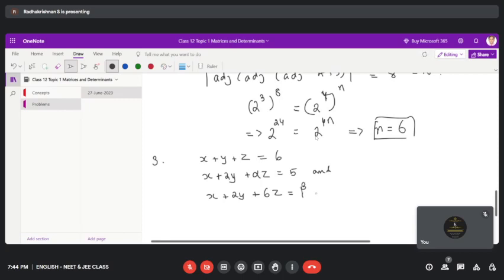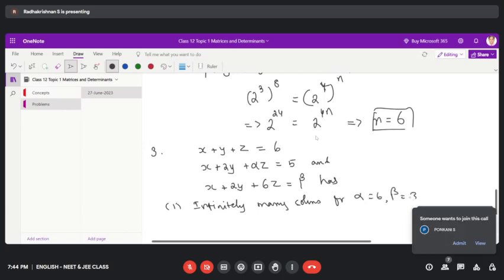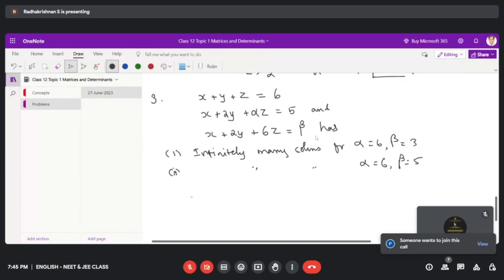So the options are, they are given various options. Infinitely many solutions for alpha equal to 6 and beta equal to 3. Second option, infinitely many solutions for alpha equal to 6, beta equal to 5. Unique solution for alpha equal to 6, beta equal to 5. No solution for alpha equal to 6, beta equal to 5.